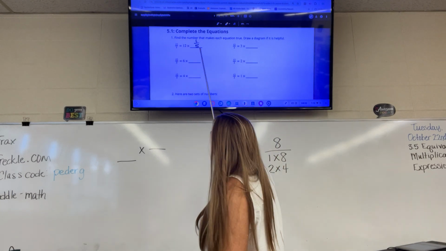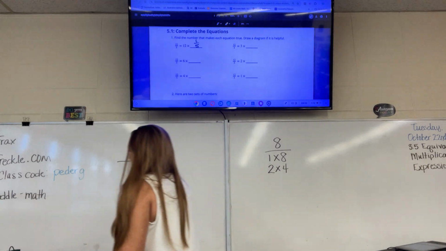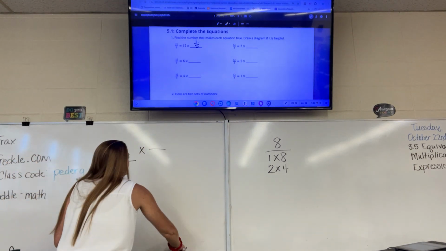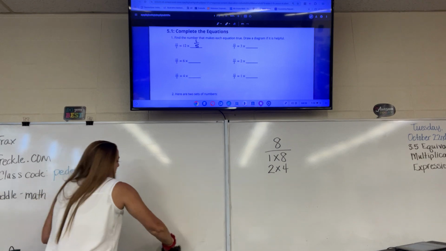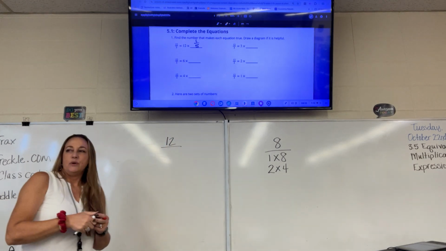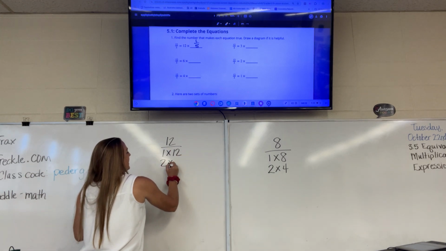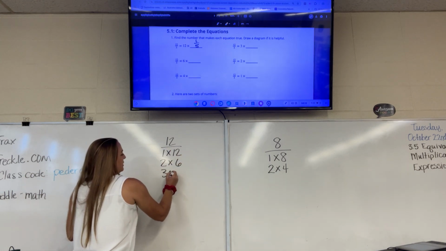All right, I'm going to pull sticks for the next one. But first, we're going to find the factors of 12, just like we did for 8. So the factors of 12, what do we start with? 1 times 12. 1 times 12, what's next? 2 times 6. 2 times 6. And the last one? 3 times 4.